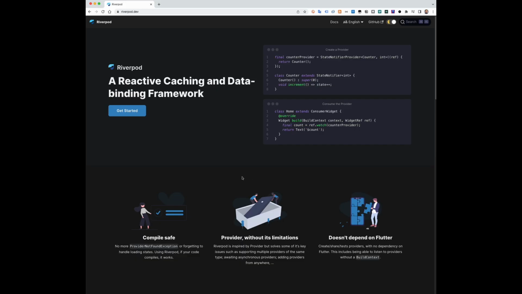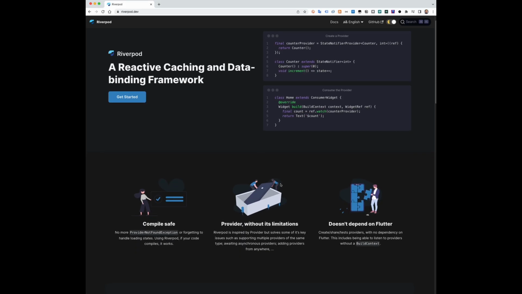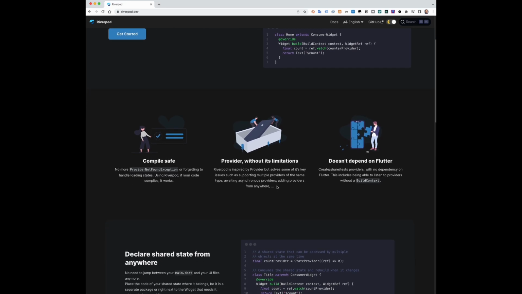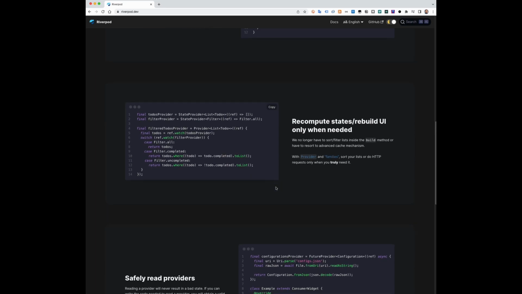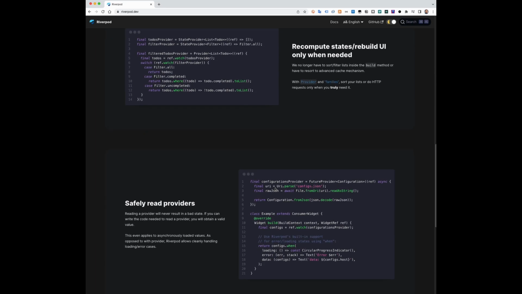Riverpod is a reactive state management and dependency injection framework with no dependency on Flutter. It's a rewrite of Provider by Provider's author to address some of Provider's weaknesses.